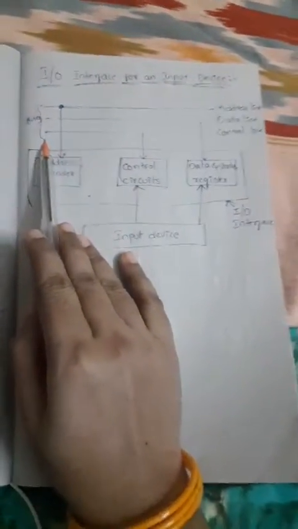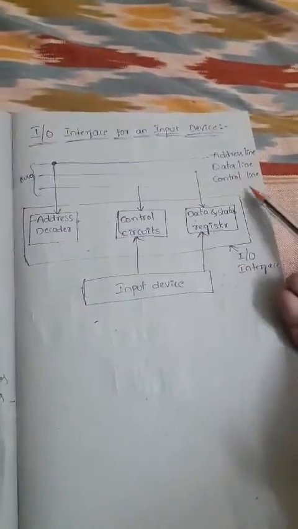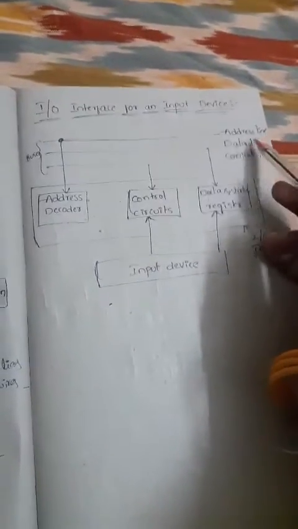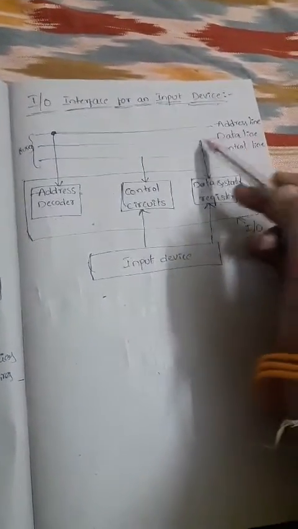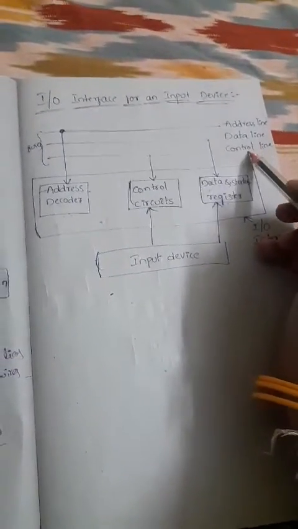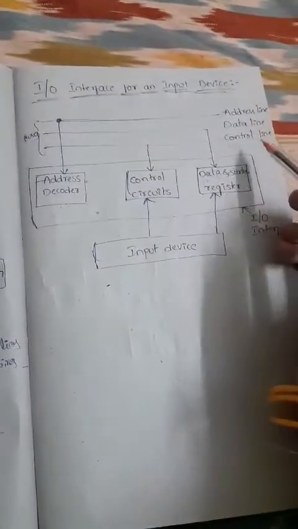Here these are related to the three bus lines, right? Buses are of three types: address lines, data lines, control lines. Address lines carry the address, data lines carry the data, and control lines control all the activities of the circuit.